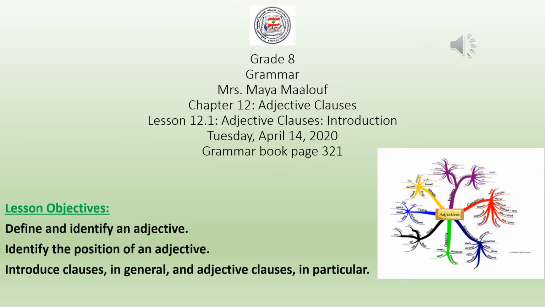Actually, the first question that comes to everyone's mind is, what are adjective clauses? So today's lesson objectives are: define and identify an adjective. You already know what an adjective is. Of course, we are only going to review where an adjective comes and what it does to the noun. The second objective is to identify the position of an adjective, and the last one, and the most important one, is to introduce clauses in general and adjective clauses in particular.